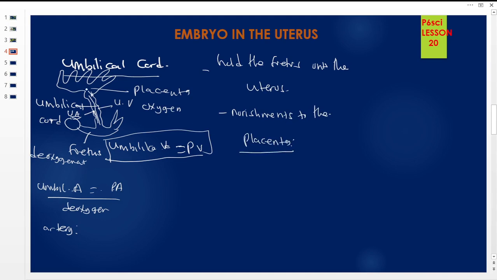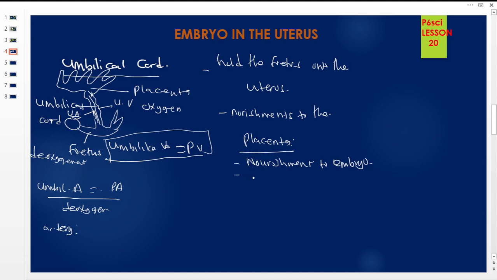Now this placenta has very many functions. It is so important to the developing fetus. One, it acts as a supplier for nourishments. It supplies nourishments, or carries nourishments, to the embryo. What is the embryo? It is that fetus.